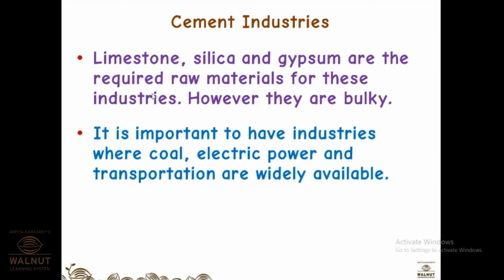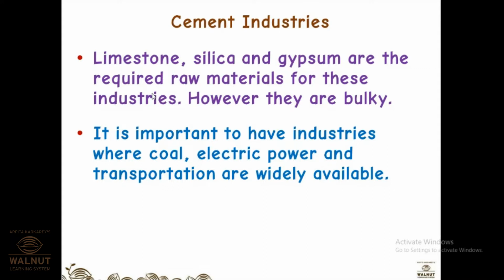Okay. Now, it is important to have industries where coal, electric power, and transportation are widely available. So, we have already seen in the previous class what are the factors affecting location of any industries, and the factors that affect the location of this industry should be where coal is abundantly available, or if not near the coal reserves, then at least the transportation to it is easily available.